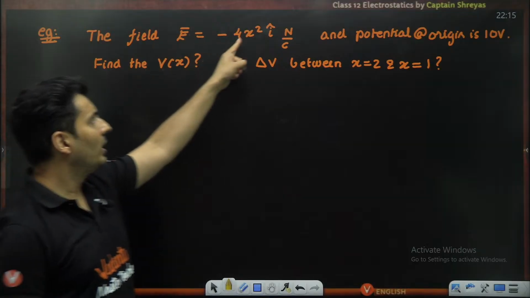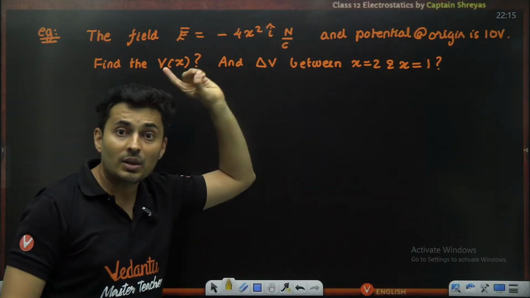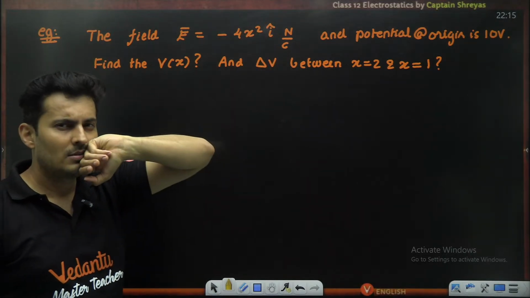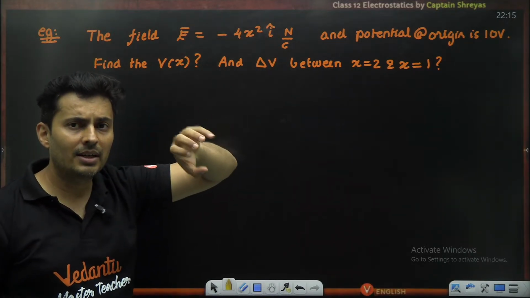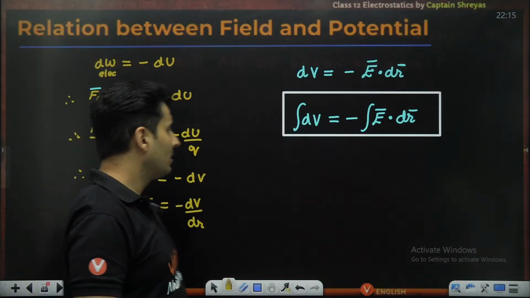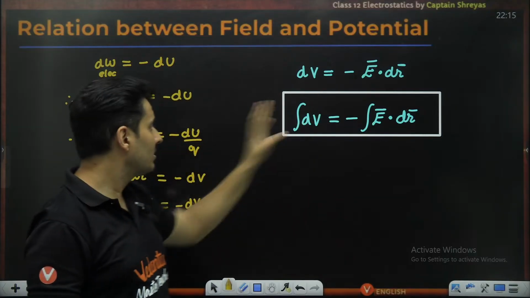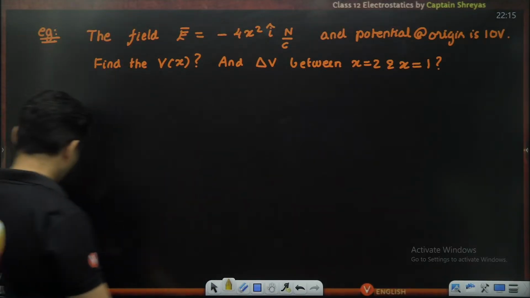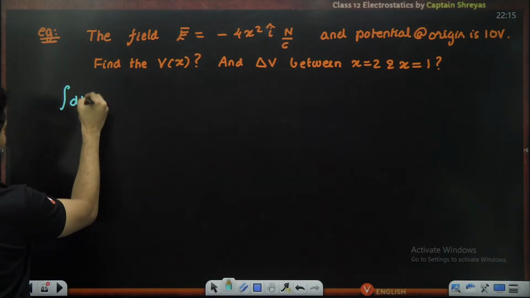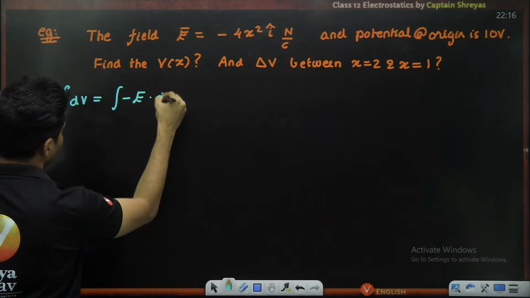The field at a point is minus 4x square i cap newton per coulomb, and the potential at the origin is given to be 10 volts. Find the voltage as a function of x. Okay. Field is given, potential is asked. This is the formula I will use. So let me write it down over here as it is. The integral of dV is negative E dot dr.